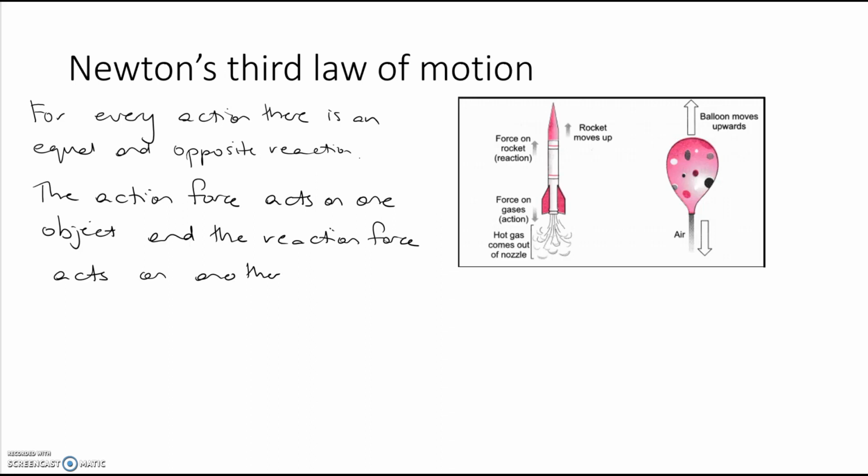So if we look at the rocket here, there's action, there's hot gases being pushed out, and then the reaction is the thrust. And that's what causes the rocket to take off. The same logic is applied to a balloon. The air's coming out at the bottom and the balloon moves up in reaction.